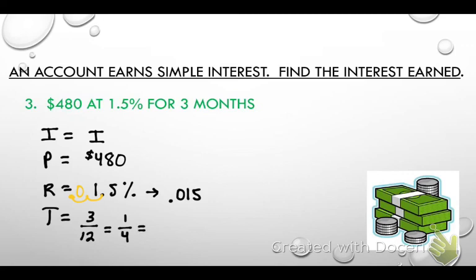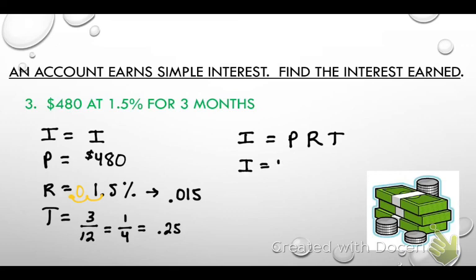What would 1/4 be as a decimal? 0.25. Now we are ready to plug things in. So on the right-hand side, I'd like you guys to write I equals P times R times T. And I want you to work with your partner to find the interest that was earned. As I walked around, about half of you got this correct.